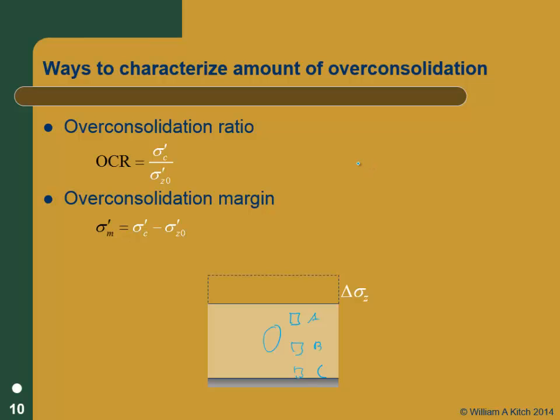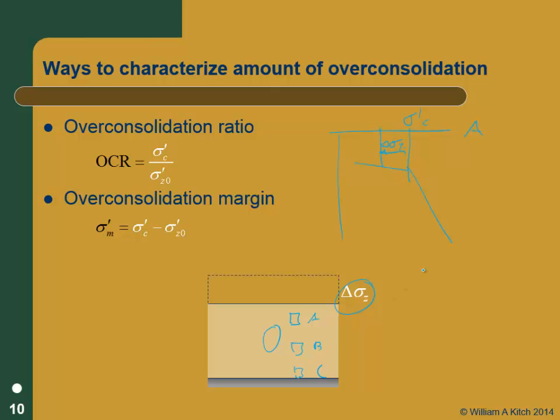So if this is my preconsolidation stress for point A, where is, if I took delta sigma z off, where's my current vertical effective stress in relationship to the preconsolidation stress for point A? Well, it's back here a distance delta sigma z, right? And it's right there.